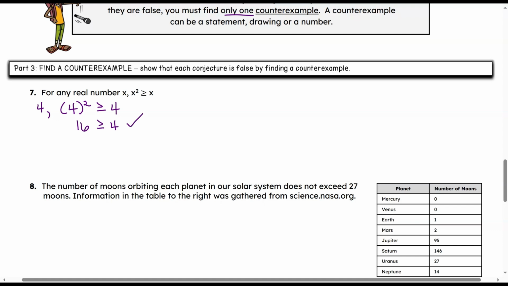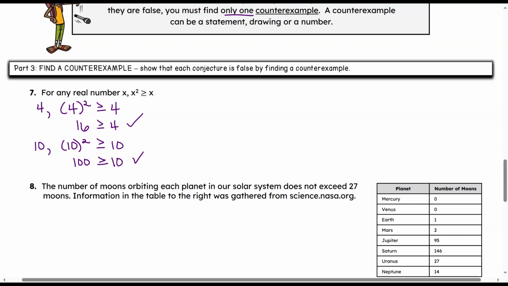Let's try another example. Let's try 10. Okay, so that means 10 squared is greater than or equal to 10. What is 10 squared? It's 100, and 100 is in fact greater than or equal to 10. So that's another example where this statement is true. This conjecture is true.